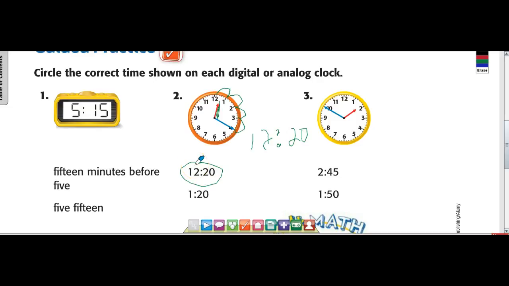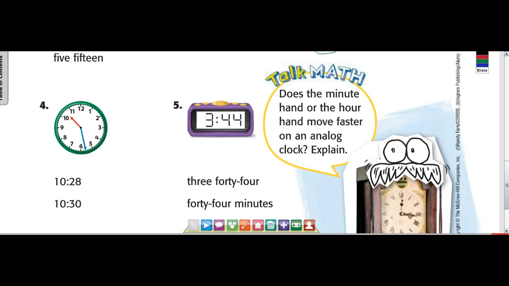The hour hand here, is it past the 2? No, so it's between the 1 and the 2, that's still 1 o'clock. However, the minute hand is pointing to the 10, so I count by 5s: 5, 10, 15, 20, 25, 30, 35, 40, 45, 50. So what time is it? 1:50. Then do number 4 and number 5, please.